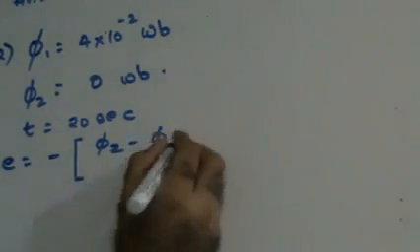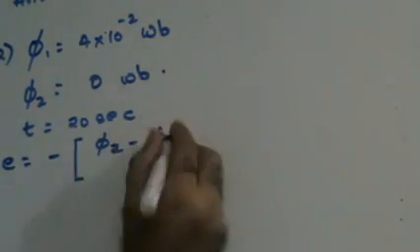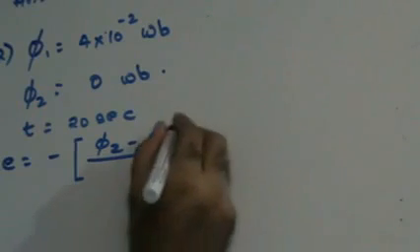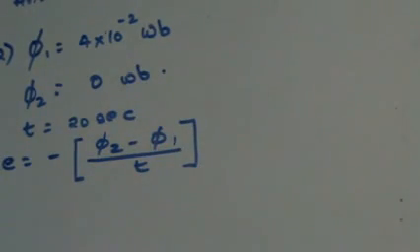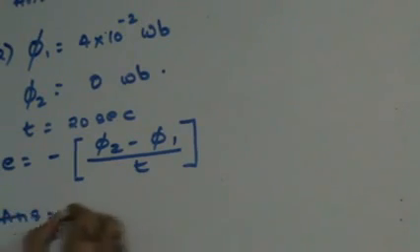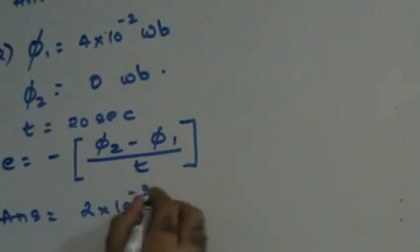Change in EMF, that's phi 2 minus phi 1 upon t, right? Negative of phi 2 minus phi 1. Why negative? Remember I had explained this to you in theory, that the induced EMF opposes the very source that produces the EMF, therefore that negative sign, right? So you have the values, you can substitute and get the answer. The answer for this should be 2 into 10 raised to minus 3 volts.